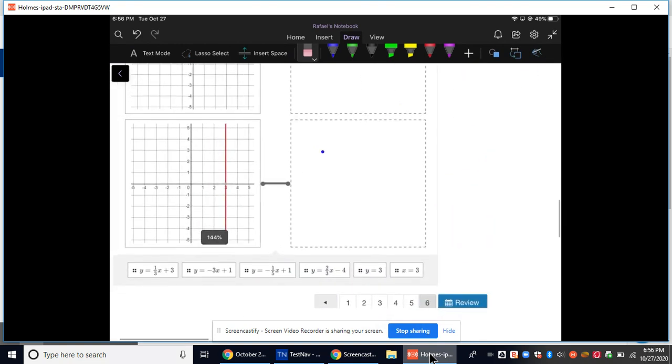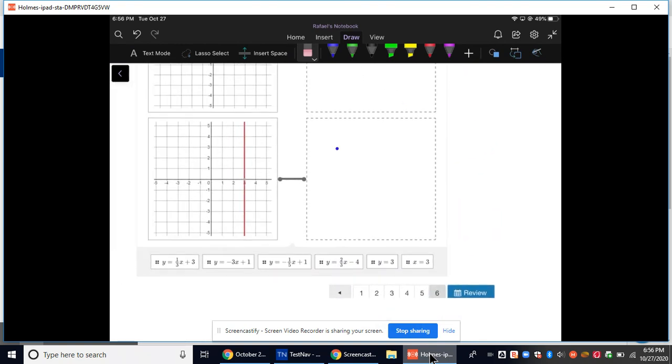All right, the last one, I'm going to go ahead and erase this. The last one right here, we have a vertical line. And this one is touching, I'm going to highlight that right there. It's touching the x-axis at +3. So that means my equation is going to be x equals 3. And it's right here. All right, I did half of those, and you guys can do the other 3.